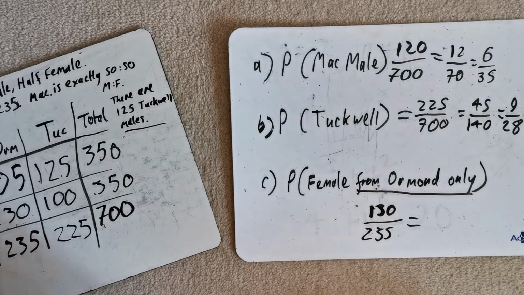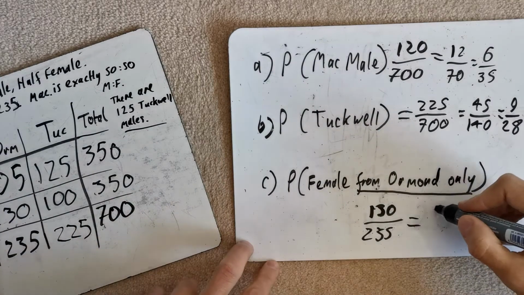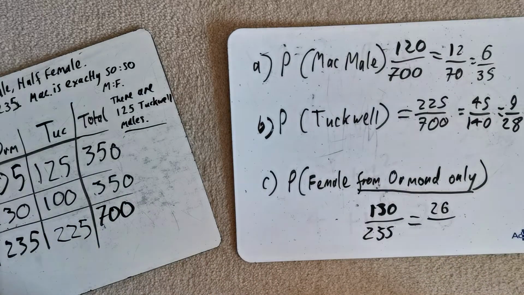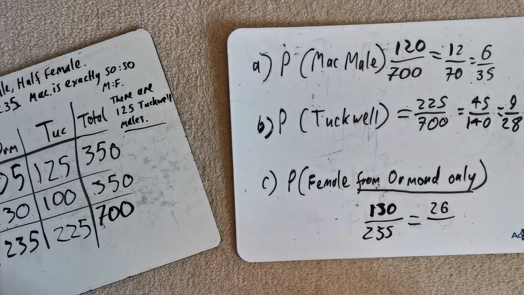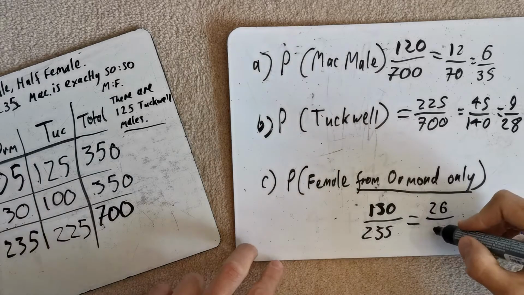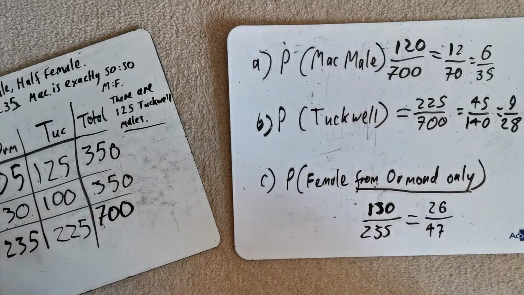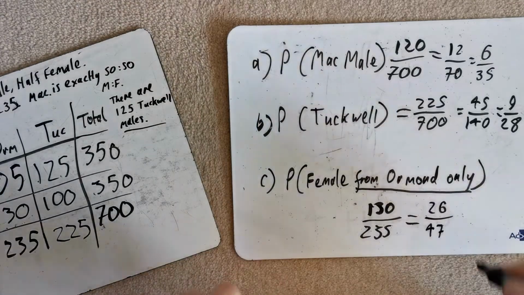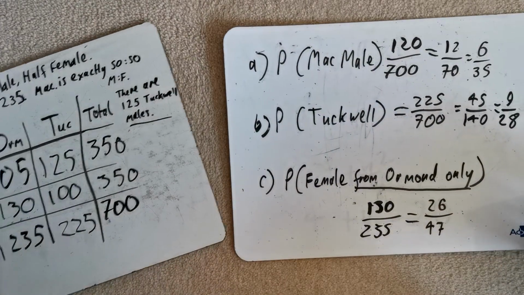That is going to be, so let's divide it by 5 again. So that's 26 out of, so 235 divided by 5. It's going to be 47. 26 out of 47. Awkward fraction, that. But that's your simplified answer. Okay. Sometimes you might be given a bit more of a complex two-way table to fill out.